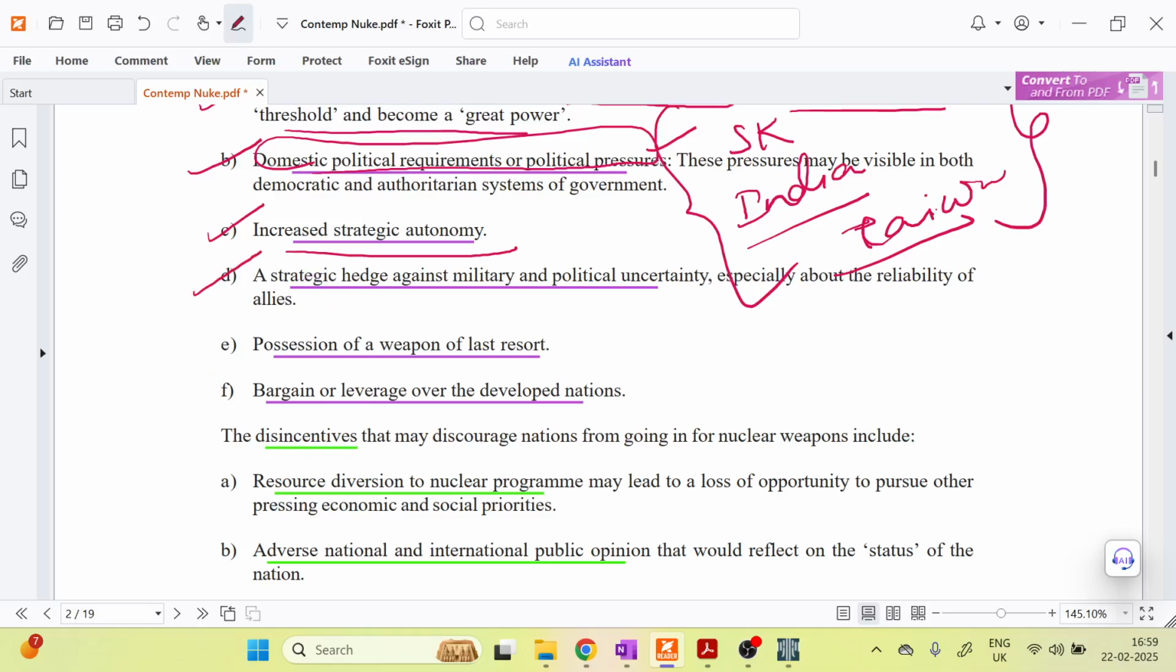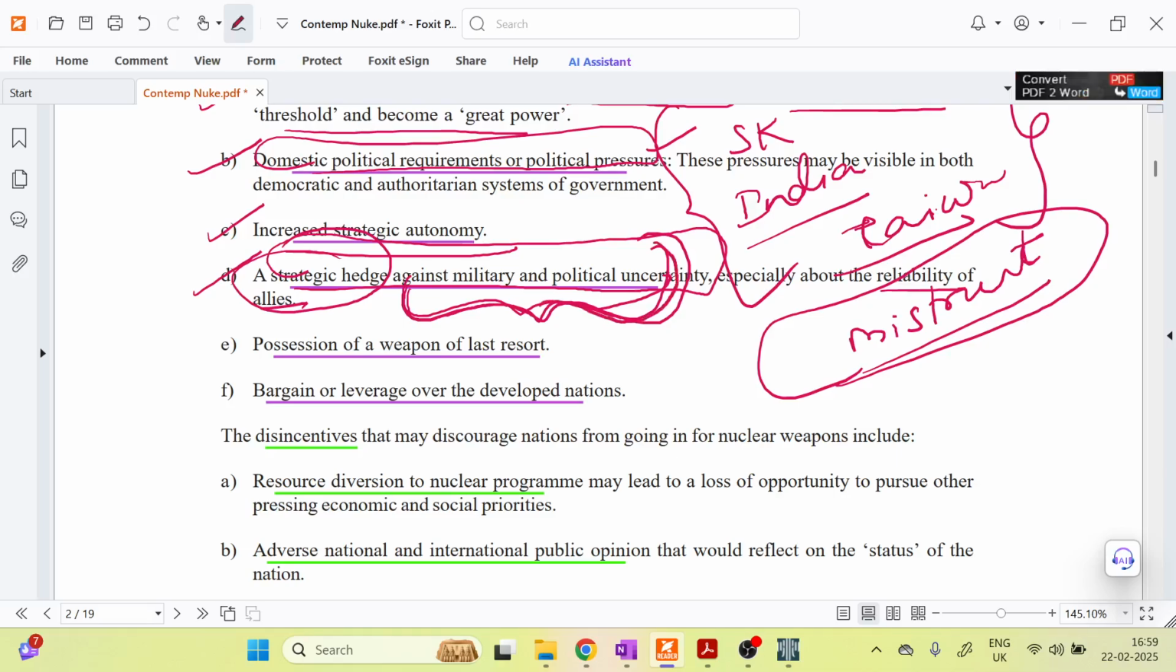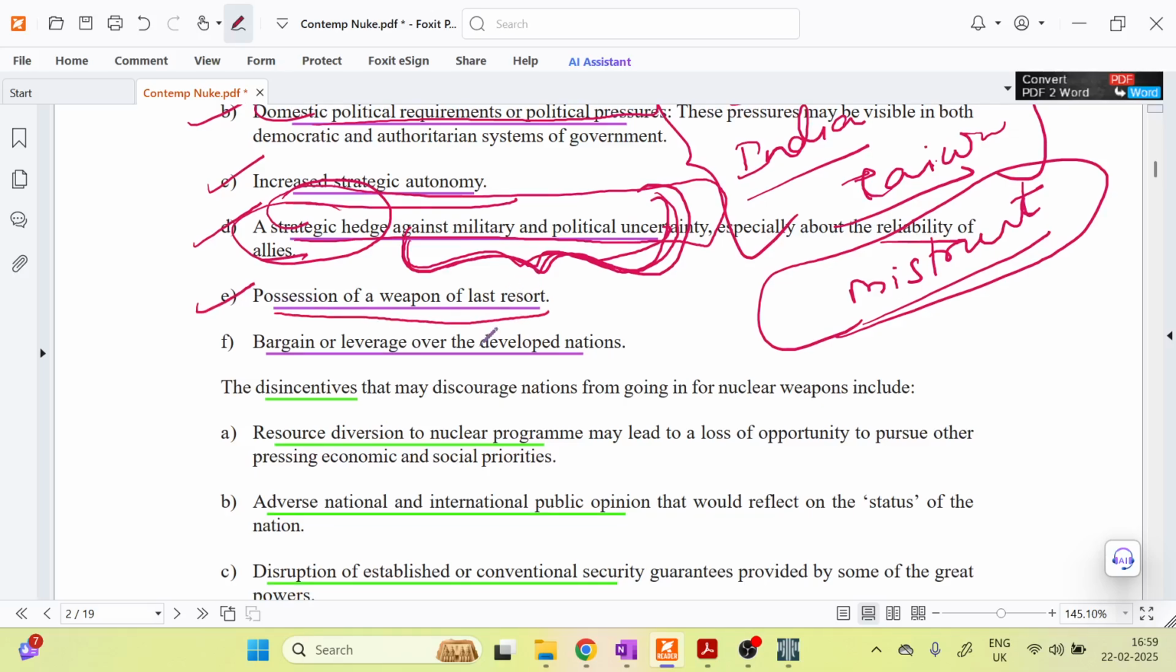And next, a strategic hedge against military and political uncertainty, which is about the reliability of allies, because in the international sphere there are no friends and foes, only interest. So the international sphere is full of mistrust. And in such a case, possession of nuclear weapons acts as a hedge, so that no other country, even if your country is reeling under civil war or is politically unstable, can take advantage. Then the nuclear weapon acts as a weapon of last resort.